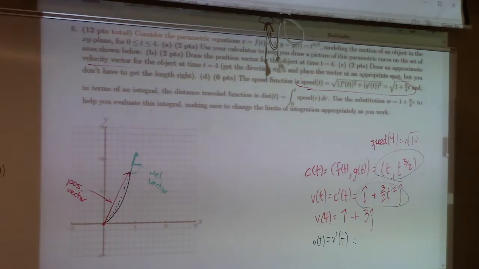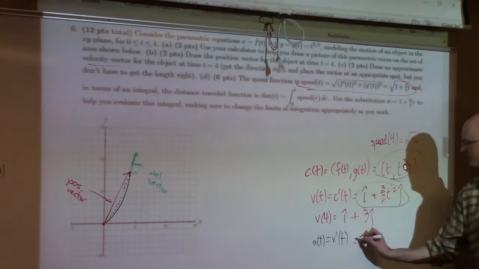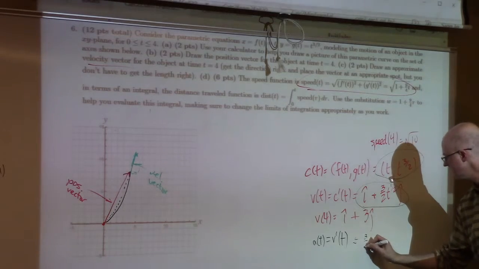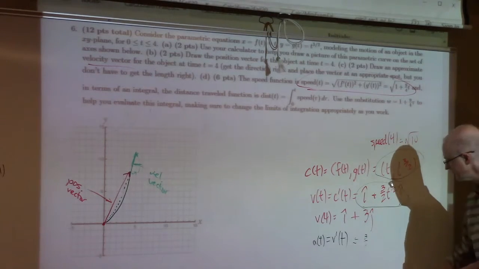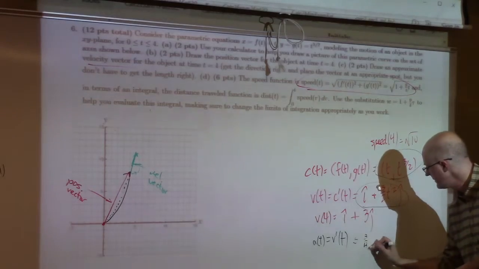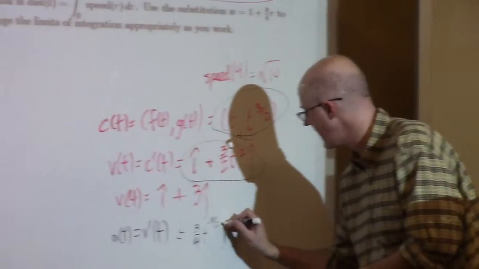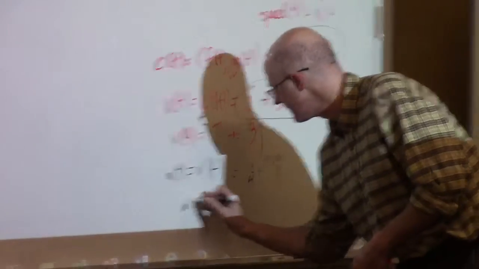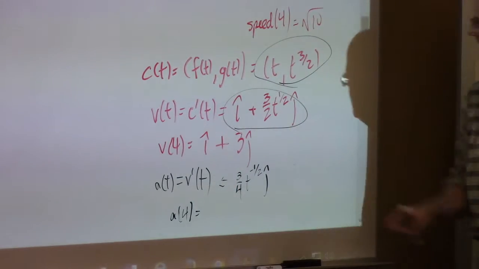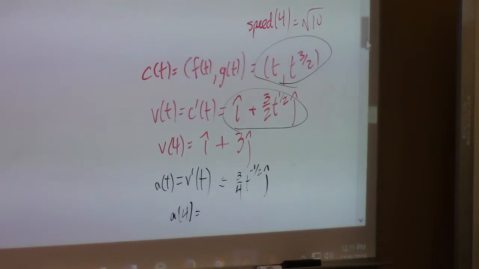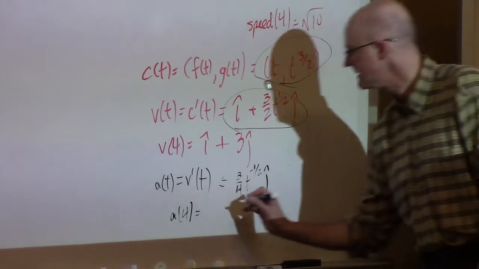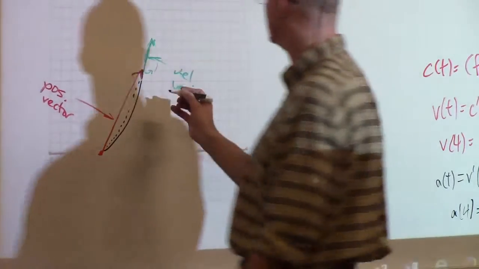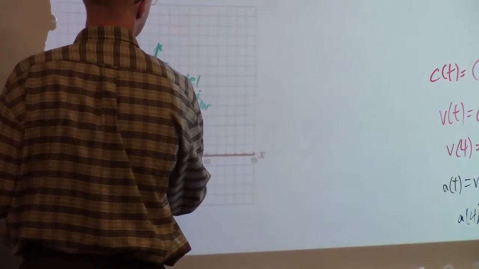The derivative of the i hat is 0. It goes away. The derivative of 3/2 t to the 1/2 j hat would be 3/4 t to the negative 1/2 times j hat. The j hat just stays there. So at time 4, a of 4 is 4 to the negative 1/2, which is 1/2, times 3/4 is 3/8 j hat. The acceleration vector points straight up with a length of 3/8.